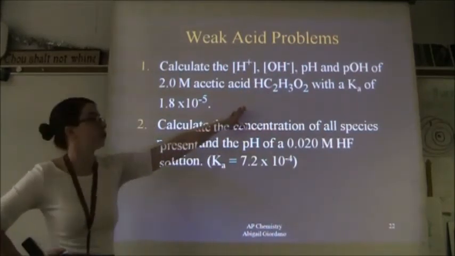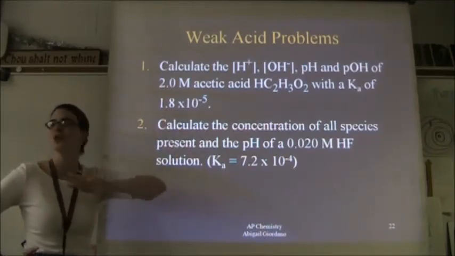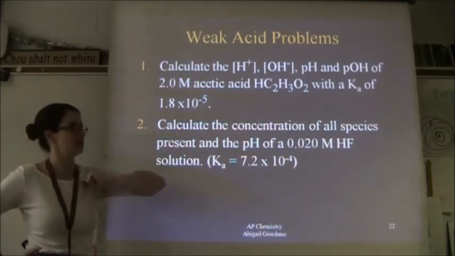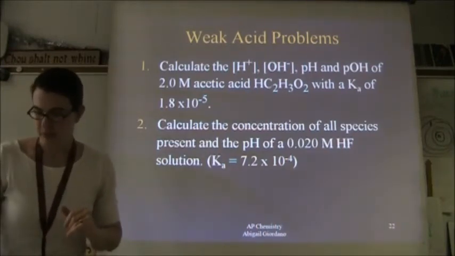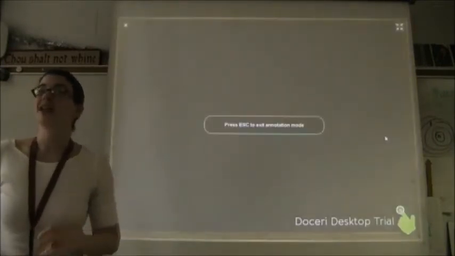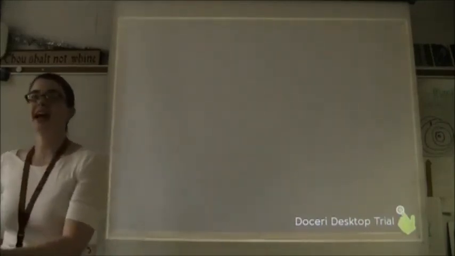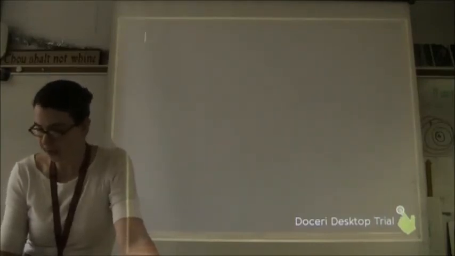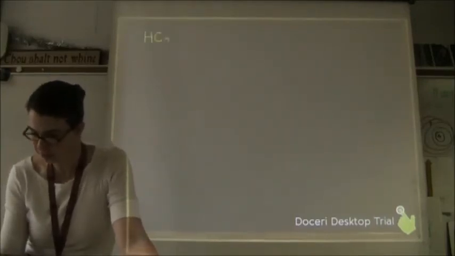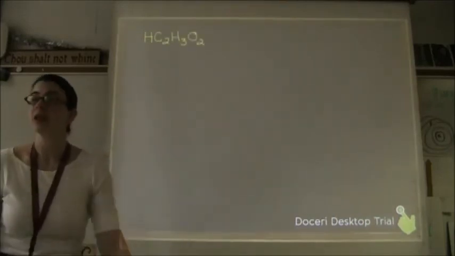Here's another clue that it's weak. We're given a Ka value. Strong acids don't have Ka values. Okay. So here we go. Whatever I write, you write. Let's list out these major species. Here's the first one that they tell us. It's that acid.